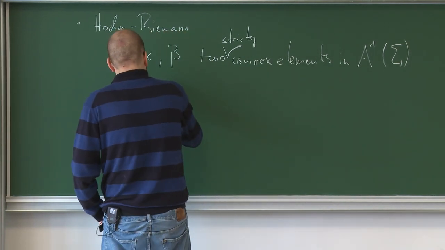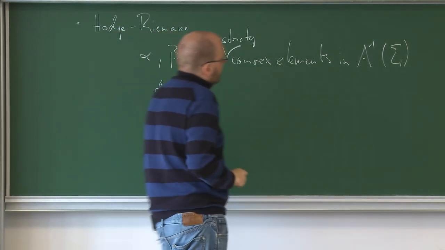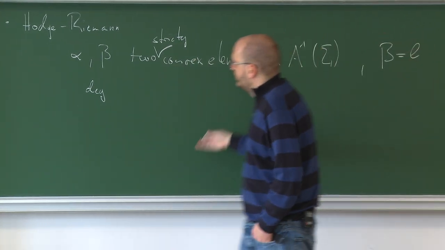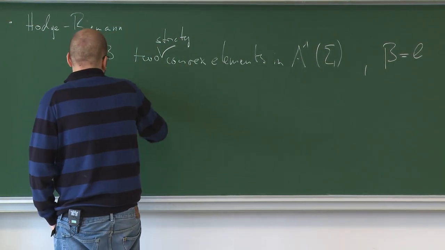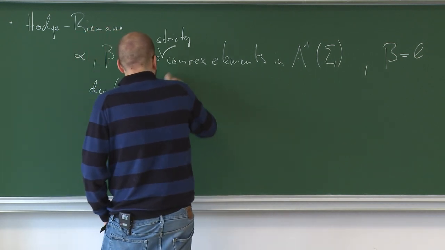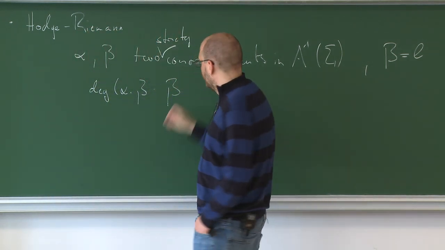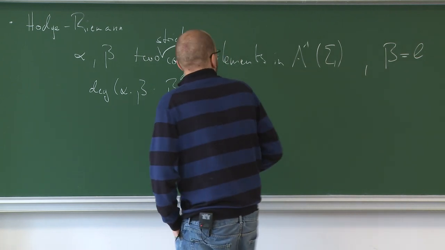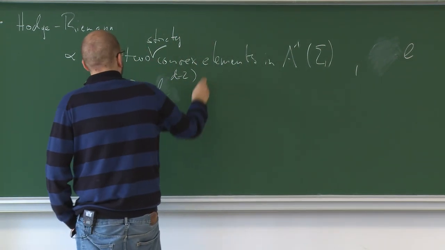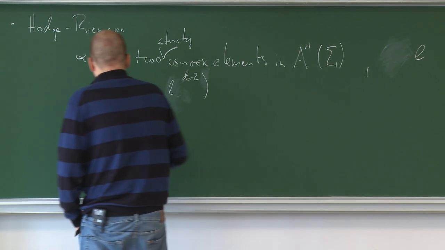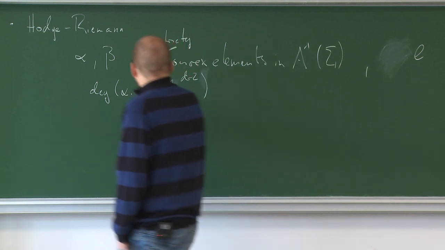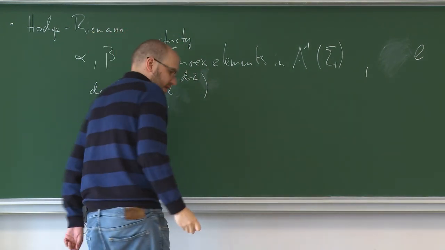So let me think of beta as my L, and alpha is just another form. And then I could write down the degree of alpha times beta, and then I have to multiply with beta to the d minus second power, or some other element. Let me just say L is any other element, to the d minus two. I shouldn't have written it like this.